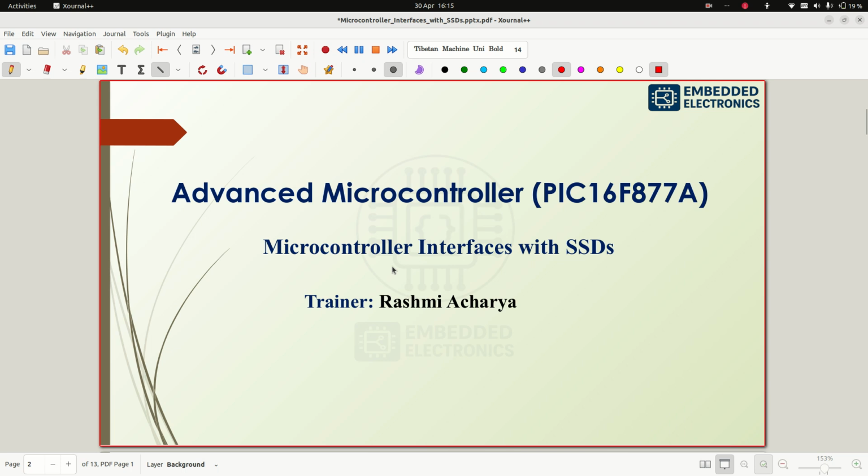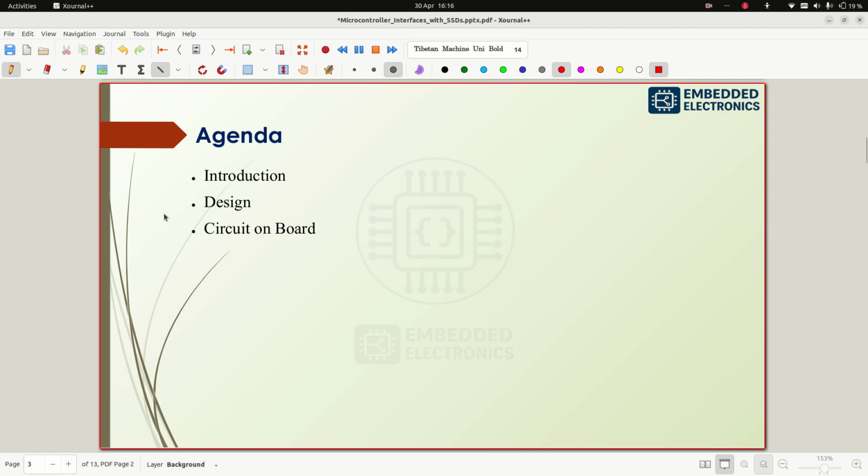In this session, we are learning about microcontroller interfaces with SSDs. And here is the agenda: Introduction, Design, Circuit on board.